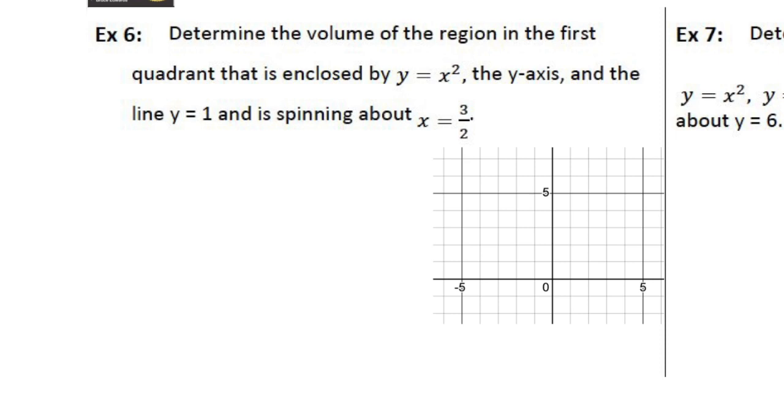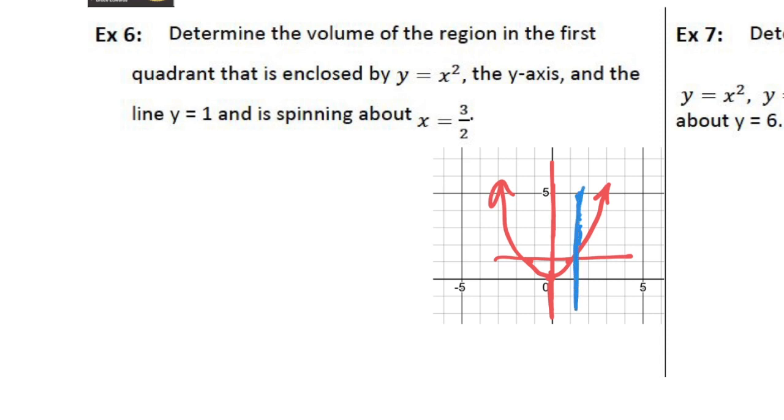The next two examples are slightly different, so bear with me. Once again, we have to plot our graphs. It's just sketches once again. So we have y equals x squared. We know that the y-axis is a boundary this time, as is the line y equals 1. There we go. And we're spinning about x equals 3/2. So I'm going to draw that in a different color, your choice. I'm going to put 3/2 as a blue one.